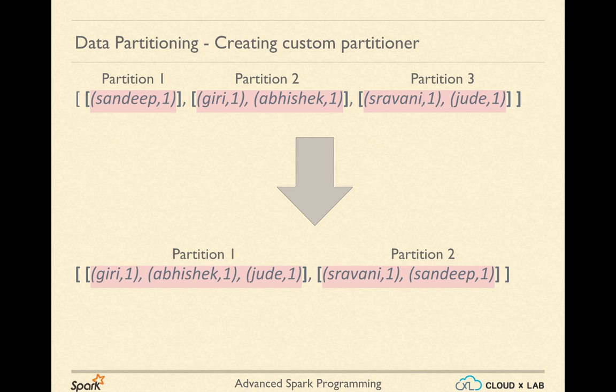In the example, we have 3 partitions and we want 2 partitions. First one having Giri, Abhishek and Jude, while second partition in the output should have Sandeep and Shravani.